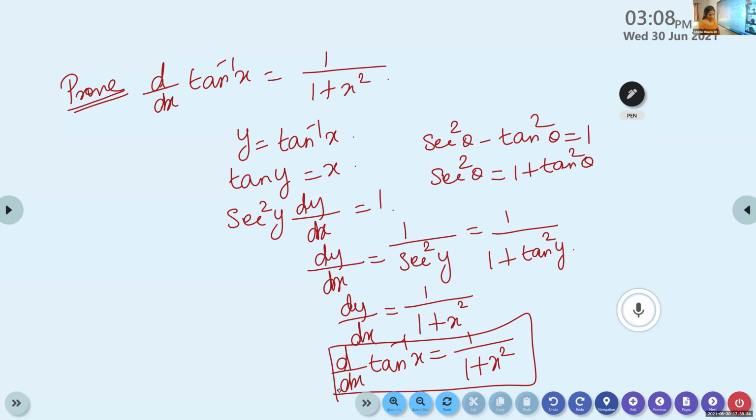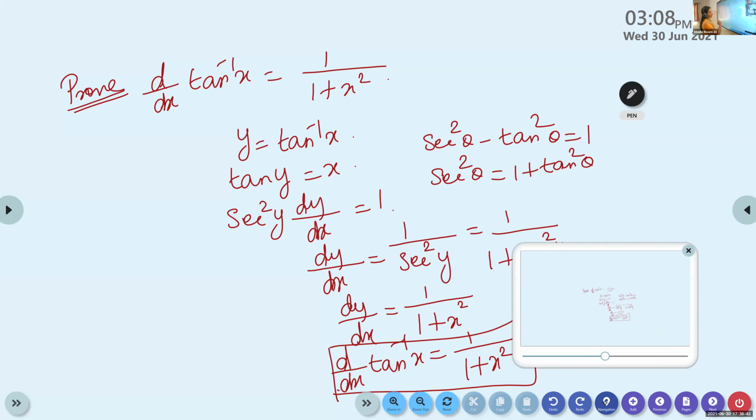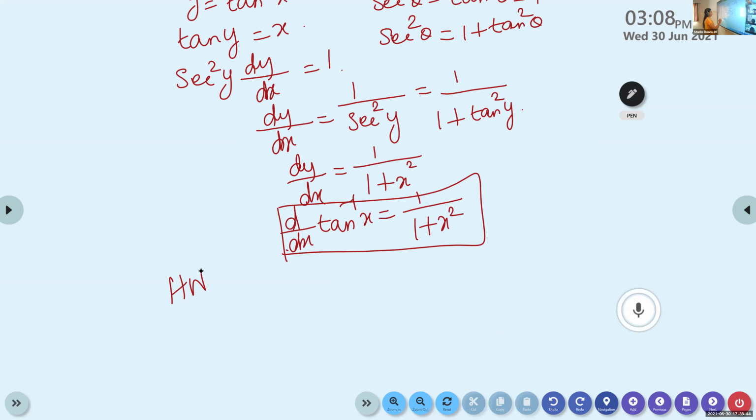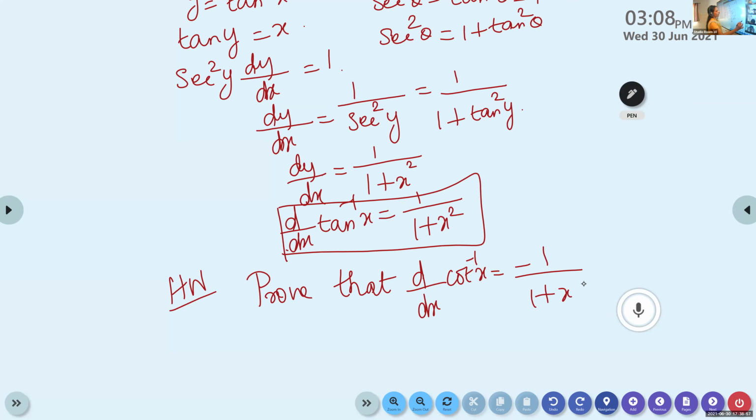So what will be the derivative of cot inverse of x? That one is homework. Write down. Homework. Prove that d by dx of cot inverse of x is minus 1 by 1 plus x square.